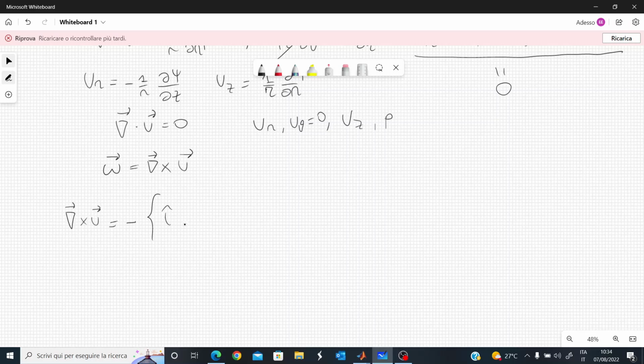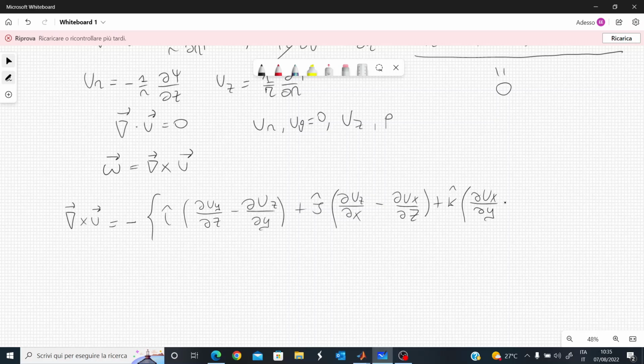This is i (du_y/dz minus du_z/dy) plus j, here you have (du_z/dx minus du_x/dz), plus k (du_x/dy minus du_y/dx), like this. And we want to rewrite this in cylindrical coordinates.